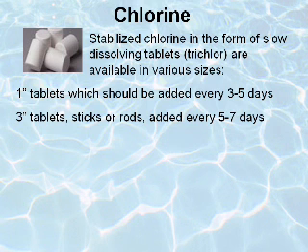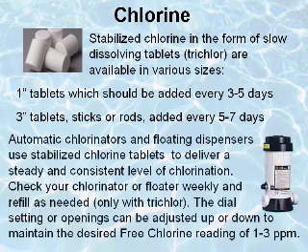Stabilized chlorine in the form of slow-dissolving tablets is available in various sizes: 1-inch tablets, which should be added every 3 to 5 days, and 3-inch tablets, sticks, or rods added every 5 to 7 days. Automatic chlorinators and floating dispensers use stabilized chlorine tablets to deliver a steady and consistent level of chlorination. Check your chlorinator or floater weekly and refill as needed.